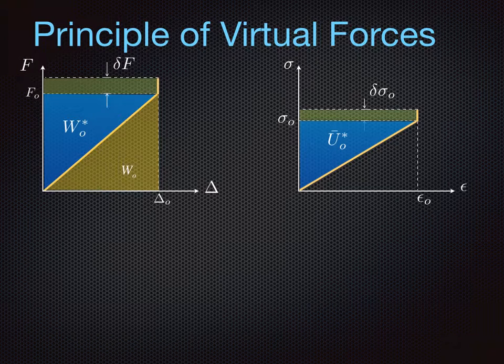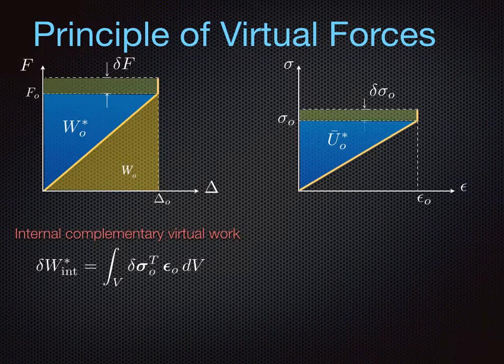So in our quest to make the principle of virtual forces something useful for us, we would need to compute the internal complementary virtual work. Let's assume that we're going with the material point symbolism here. The internal complementary virtual work density would be simply computed by taking the inner product of the perturbation to the stress vector or tensor and the real strain tensor or vector. And if we integrate all of that over the entire volume of the object that we're dealing with, that will give us the total complementary virtual work.